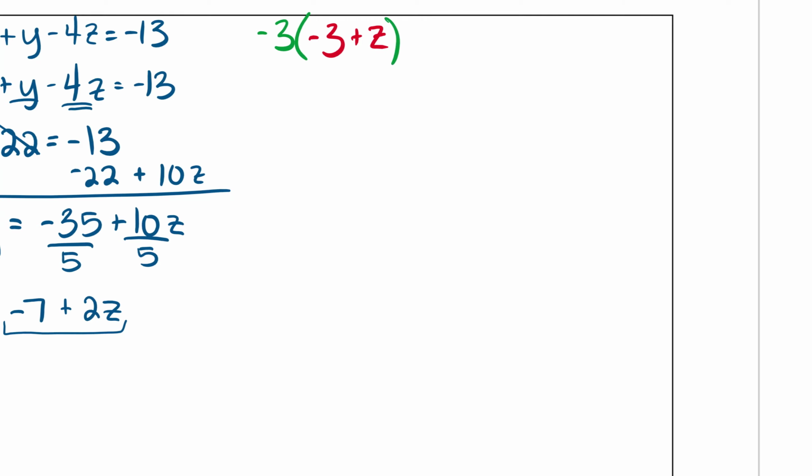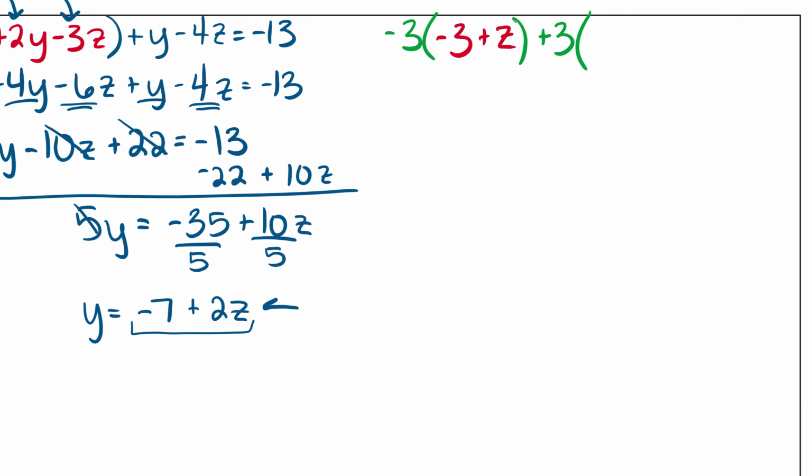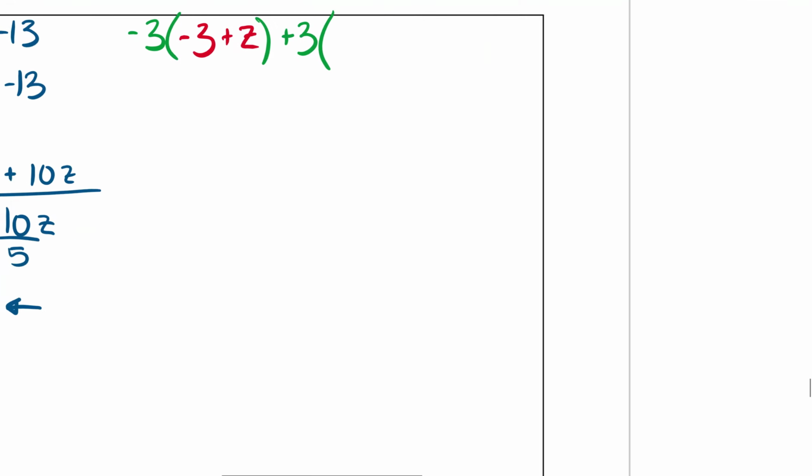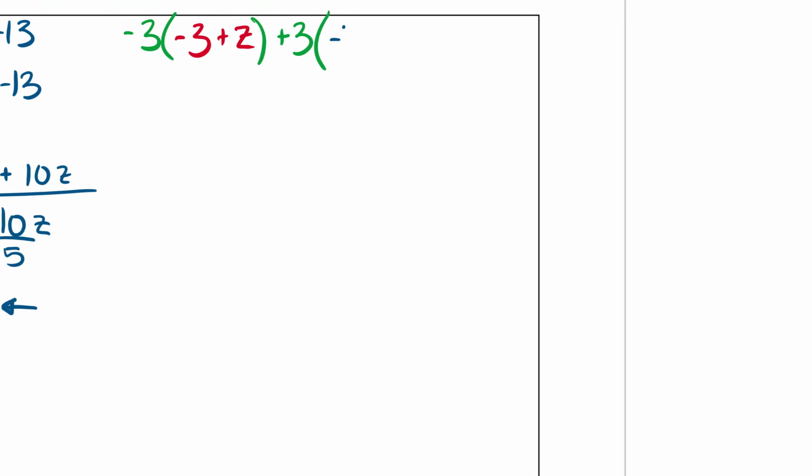Okay, and then we have plus 3, and instead of y, we're going to plug in this y right here that we had, negative 7 plus 2z. And then just finish out the equation, so then plus z equals 8. Okay, now we have to distribute on both parentheses, and then we're almost done.